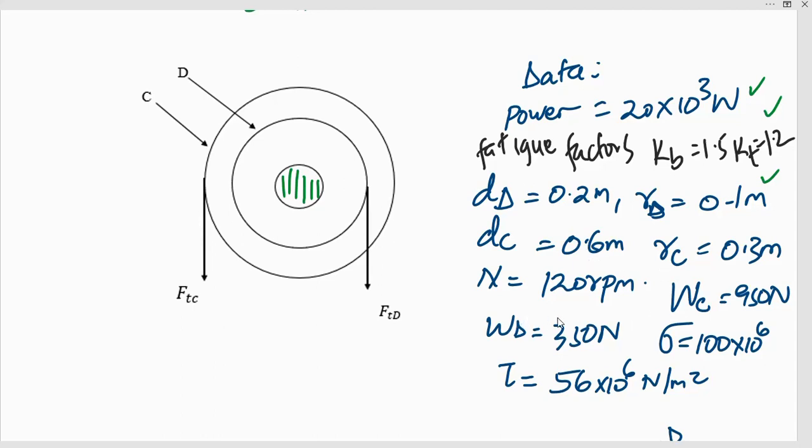Then the speed is 120 rpm. Then the weight of gear C is 950 newtons. The weight of gear D is 350 newtons. Then the stress in bending is 100 megapascals, that is times 10 to the power 6 newtons per square meter. Then tau, the shear stress, the stress in torsion, is 56 times 10 to the power 6 newtons per square meter.